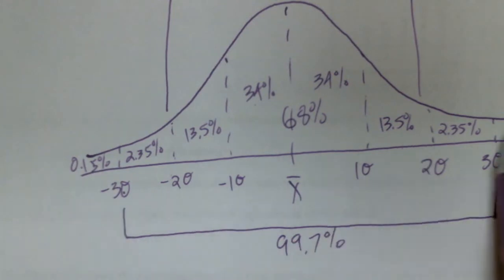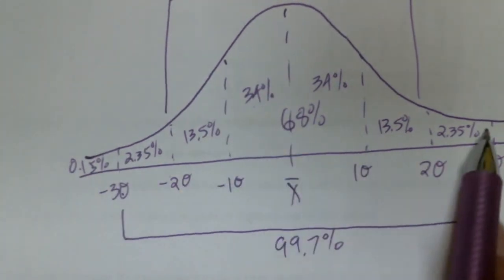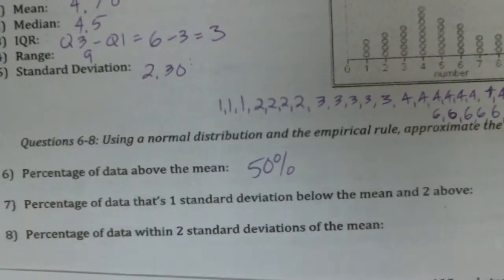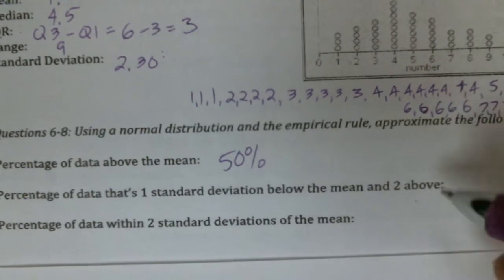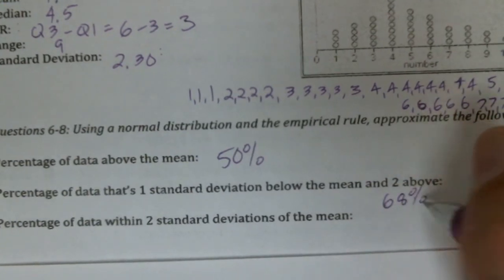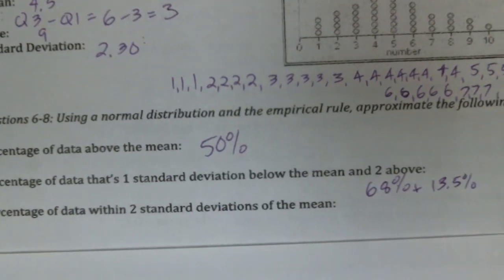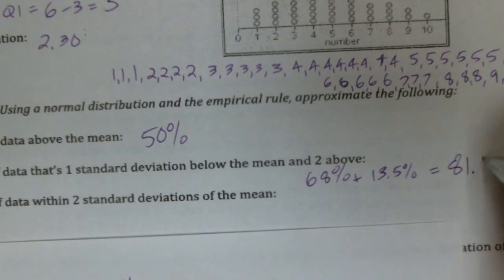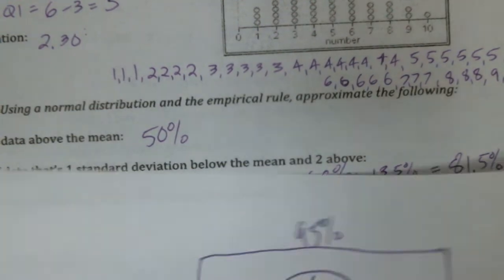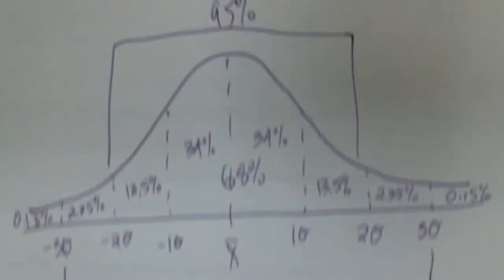I would encourage you guys to memorize these numbers. You can figure it out mathematically like we did in class, but I would encourage you to memorize these. So I have the 68, the 2 34s, plus that little 13.5 piece, and that gives me 81.5. 81.5% of the data, a big bulk of the data, is in this zone between -1 and 2.